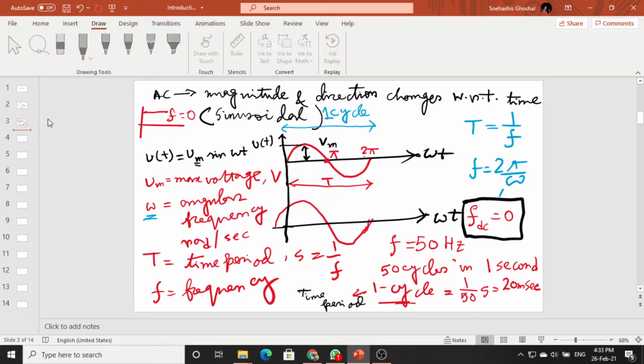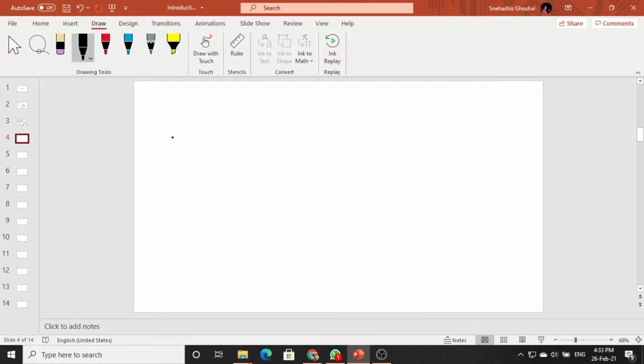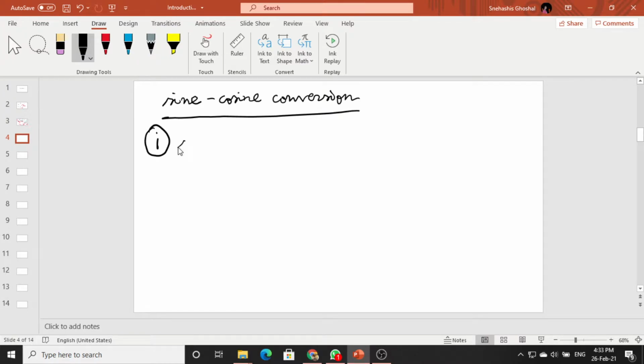Now one important thing you should know is that in AC signal, whenever numericals are given, some will be given in sine format and some in cosine. So you need to know the conversion technique between sine and cosine. First, sine of 90 degree plus theta.